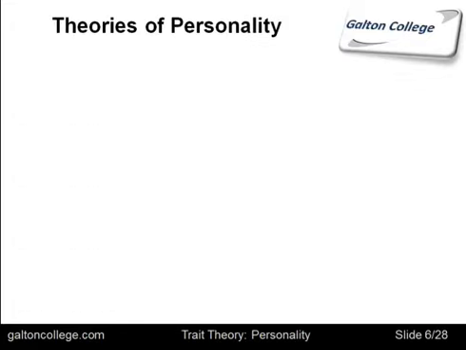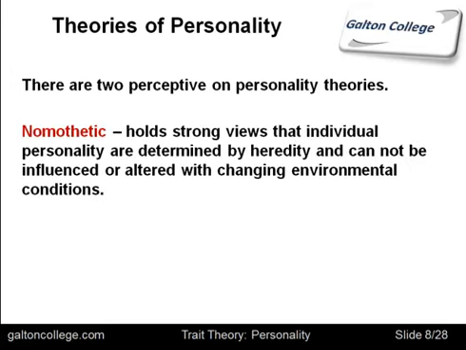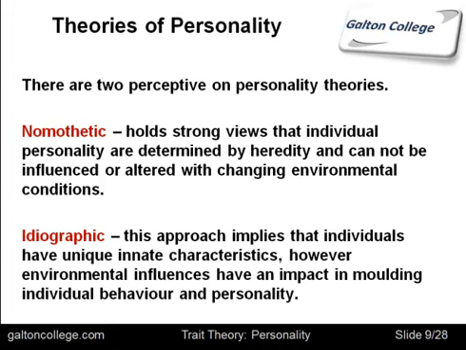So let's look at theories of personality. Well, there are two perceptive ways of looking at personality theories. First one is nomothetic. This holds the view that we are determined by hereditary, and we're not influenced by the changing environmental conditions. Secondly, we have idiographic, and idiographic means that we are open to influence from the environment.